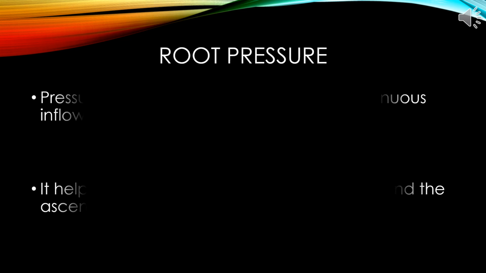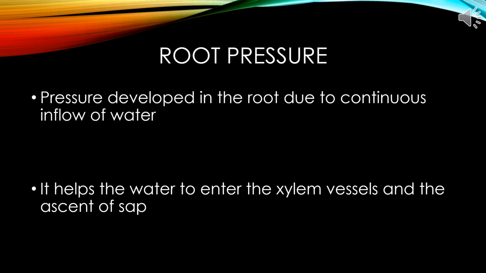Now you know the roots continuously absorb water from the soil. Due to this continuous inflow of water into the root, a pressure is exerted. This pressure is called the root pressure. This pressure helps the water to conduct upward. So root pressure is the pressure developed in the root due to the continuous inflow of water because of cell-to-cell osmosis. As a result of this pressure, water enters the xylem vessels and helps in pushing the plant sap upwards.